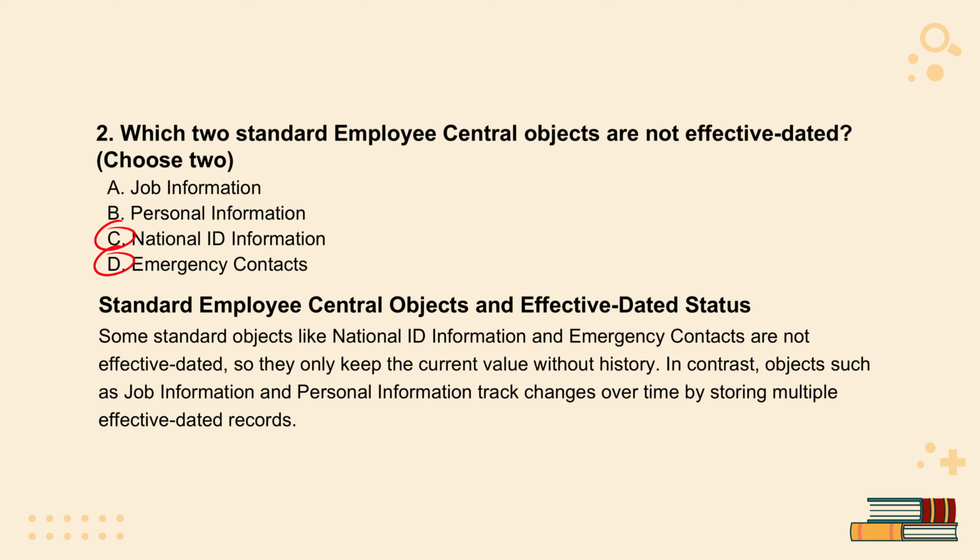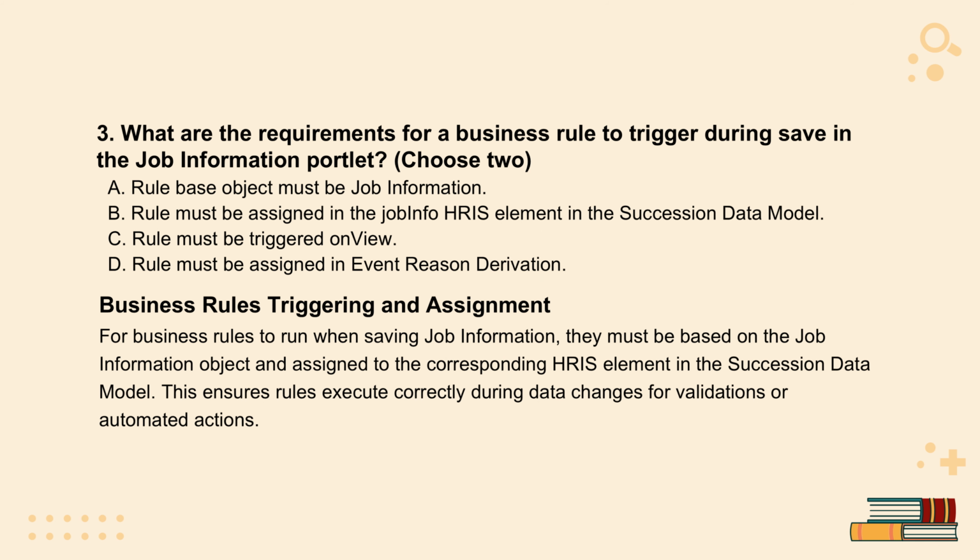Right. Efficiency makes sense. So we've got this idea of effective dating building history, but what happens next? After a change is logged, or maybe when certain conditions are met, how do these HR systems actually do things automatically, make decisions, trigger actions? I guess that's where business rules come in. Absolutely. Business rules are the engine for that automation. Now, for a rule to actually fire, let's say, when you save changes in someone's job information, two critical things need to be set up correctly.